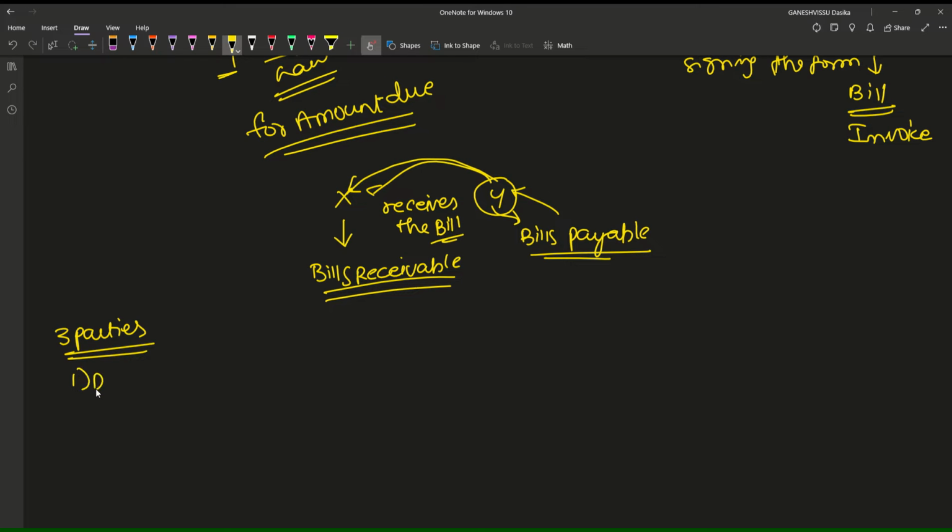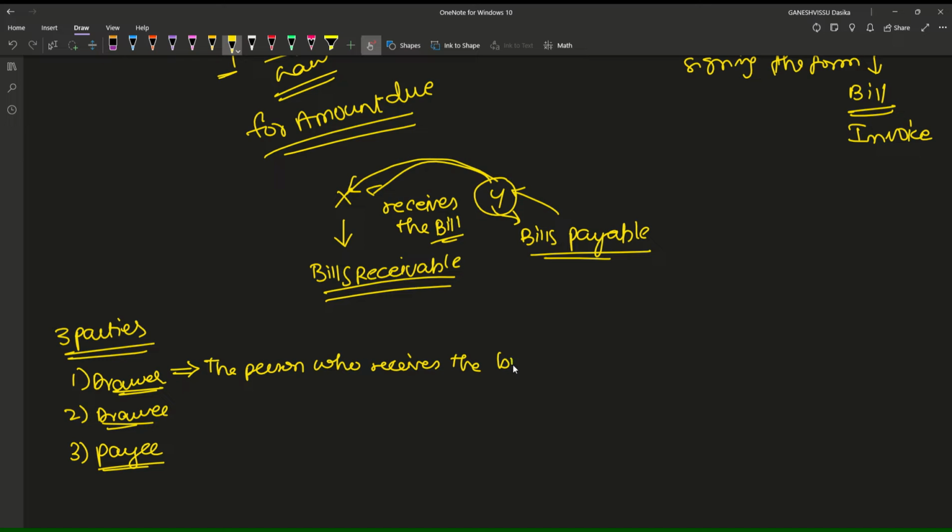That are drawer, drawee, and the third one is payee. Let me say, here drawer is the person who receives the bill, or holder of the bill in due course. Okay, drawer is the person who is receiving the bill, and he is also called holder of the bill in due course. What is this due course?